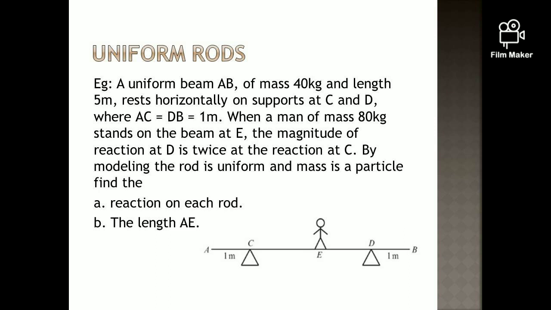Yes, children. Here they have specifically mentioned the condition about the reactions. Therefore, you have no need to mark RC and RD. You can write with this restriction. They mention that the magnitude of the reaction at D is twice the magnitude of the reaction at C. So you can mark the reaction at C as R and the reaction at D as 2R. Then they ask about the reactions at C and D, as well as the length of AE. The length AE means the distance at which the man stands to keep the system in equilibrium, as mentioned in the question.